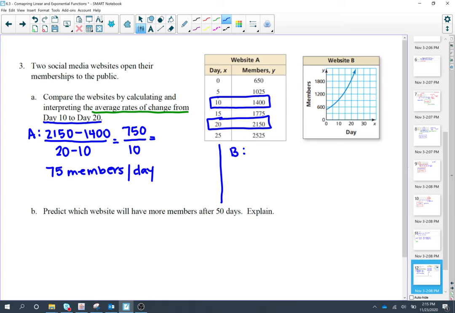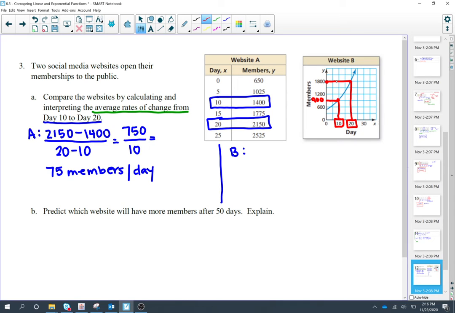Now, website B, we're going to do the same thing, from day 10 to day 20. This is a little harder because we're looking at a graph. Members are over here, days are over here. Here's day 10, here's day 20. To find my members on day 10, I follow that up and then over. It looks like it's going up by 300, so 300, 600, this is going to be 900. So on day 10, I have 900 members, and on day 20, I have 1,800 members.